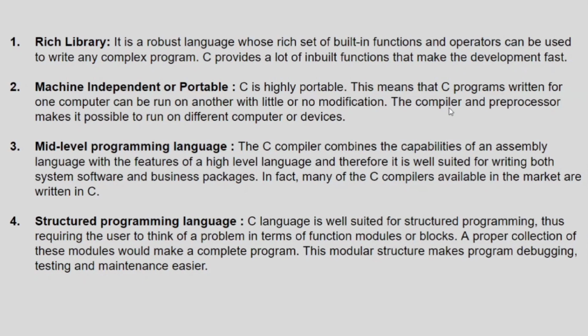Mid-level programming language. We already learned this before. It is mid-level because it has high-level programming language features and low-level programming language features, meaning assembly level languages. Therefore, C is also called a mid-level programming language. Structured programming language. This we also already learned. C language is well suited for structured programming. It requires the user to think of a problem in terms of function modules or programming blocks. A proper collection of these modules makes a complete program, and this modular structure makes program debugging, testing, and maintenance easier.